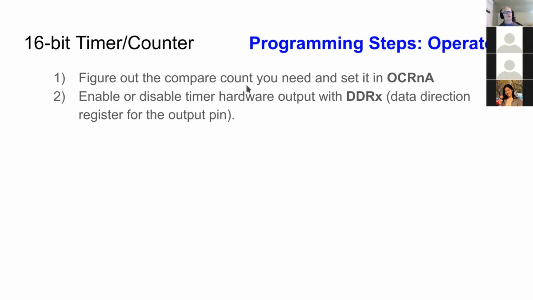And you can change the frequency at any time by updating this output compare register. But you're going to have to figure out, based on this information, what output compare register corresponds to the frequency that you want. And that in turn is a function of what prescale you use. And then also, you may want to turn off the waveform entirely. And so you can use your data direction register.